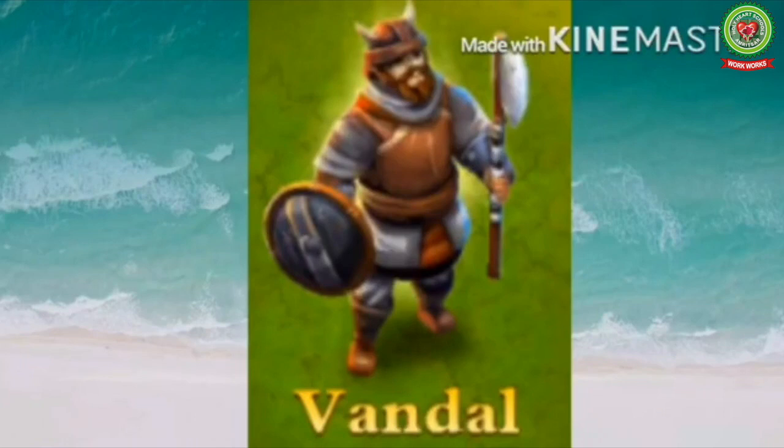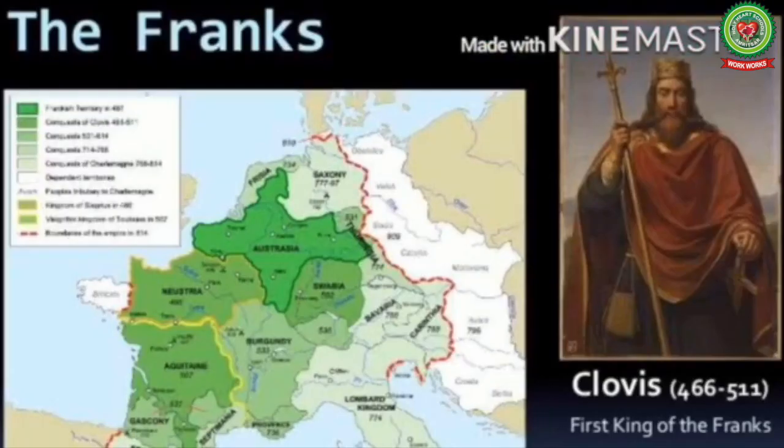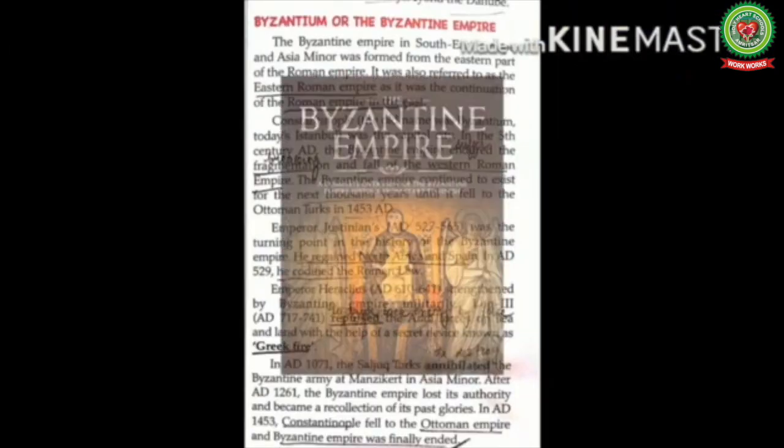Vandals were the member of the Germanic group that ravaged Gaul, Spain, Rome, and North Africa in the 4th to 5th century AD. Franks were the members of the Germanic people that conquered Gaul in the 6th century AD and controlled much of the Western Empire.